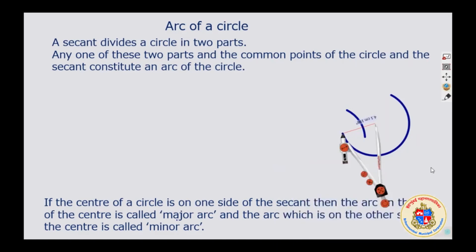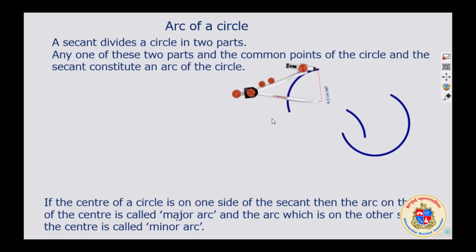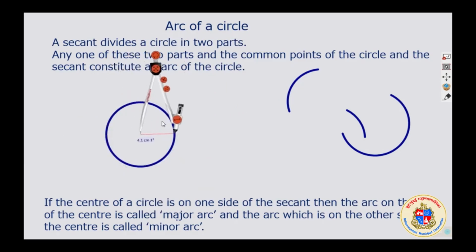It is like a piece of a bangle, arc of circle, correct? This is also arc of a circle. But by definition, when we think of how and when arc of circle is formed and what is arc of a circle, then there is a definition. For making you understand the definition, let me draw a circle here. Here is a circle.